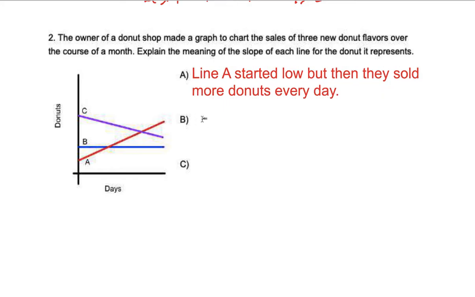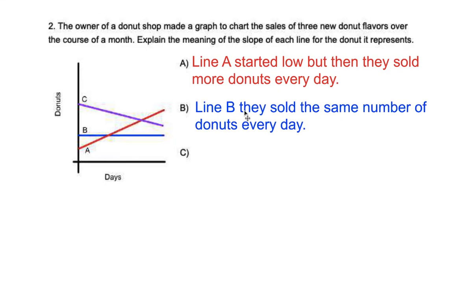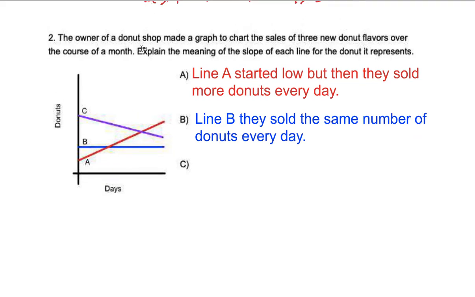So line B, they sold the same number of donuts every day. Okay, so line B, every day, this number of donuts doesn't change. So just something that gets that point across. They sold the same number every day. The number never changed. However you want to say it is fine, but just get that point across.